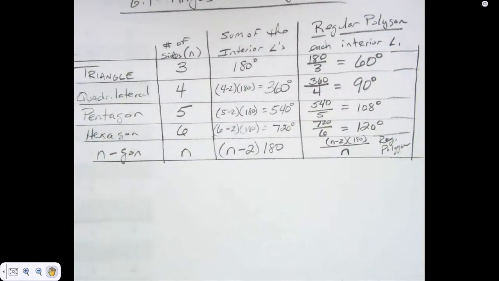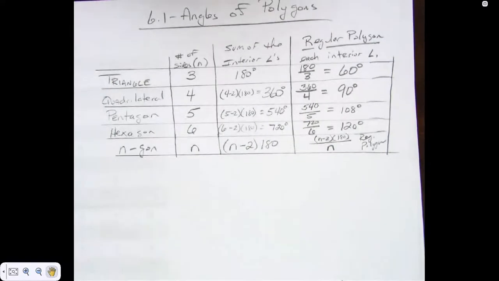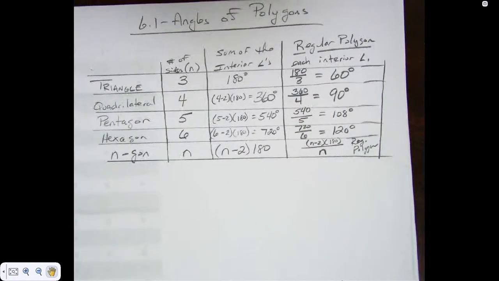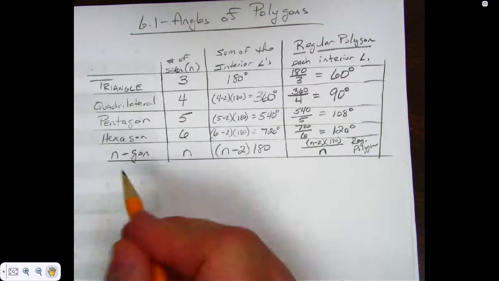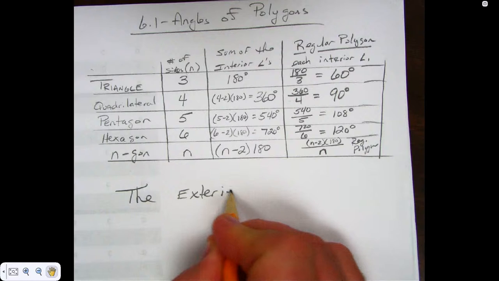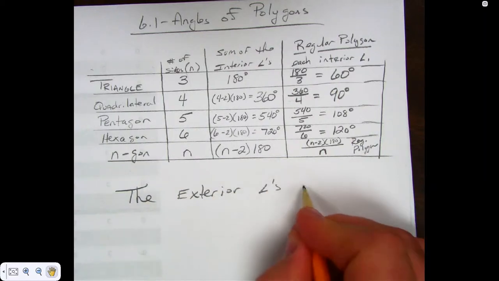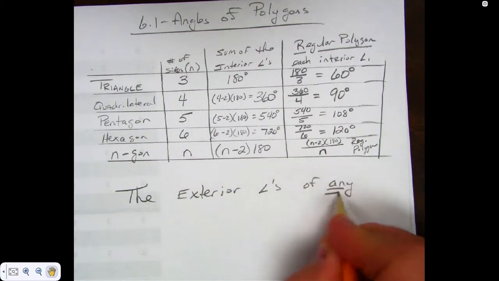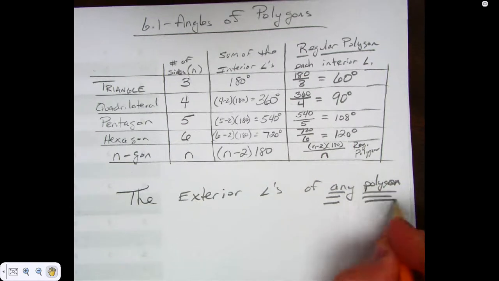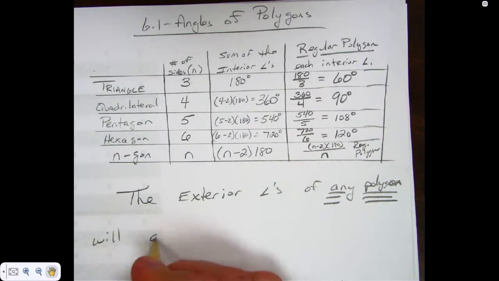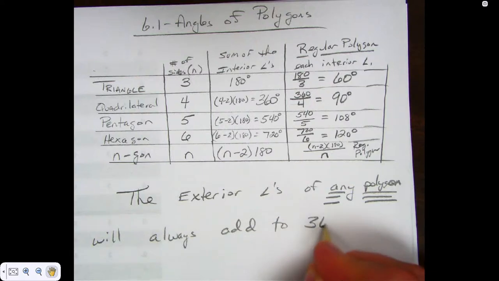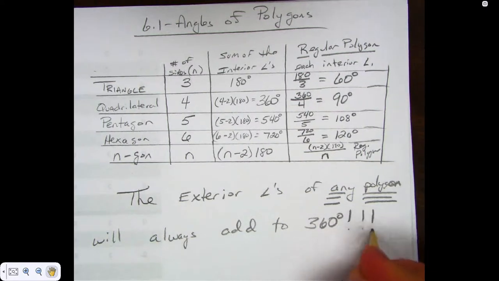One of the nicer things, and I promise you, on every EOI test, there's a question about this. You really don't deal with this very much, but for some reason, there's always a question on there. There's a nice thing that happens with any polygon. The exterior angles of any polygon will always add to 360 degrees. Period.